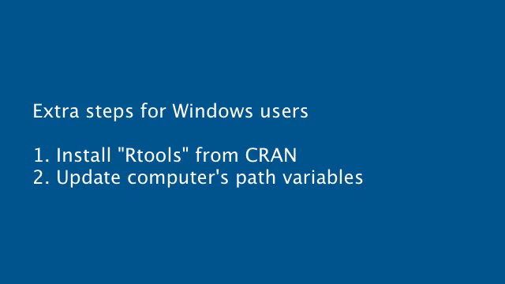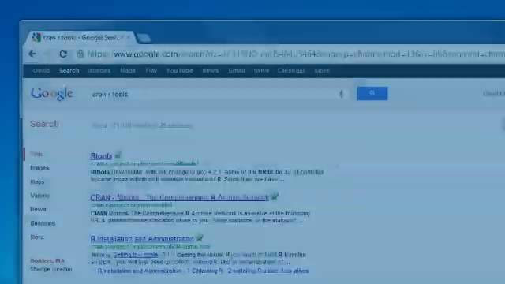There are a couple of steps that need to happen before building and installing the package using Command Prompt. The first is to install a resource called rtools. The second is to adjust the path variables on your computer. Here I'm going to briefly cover both of these steps.